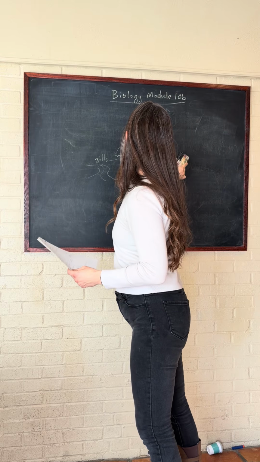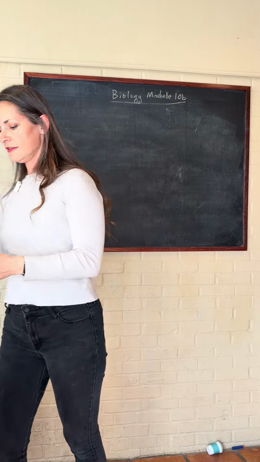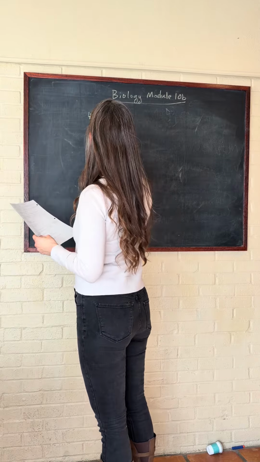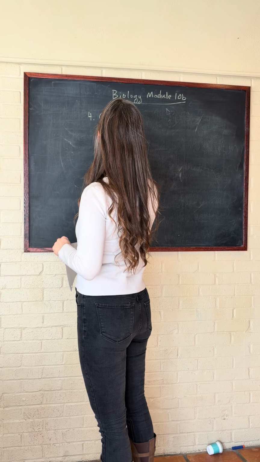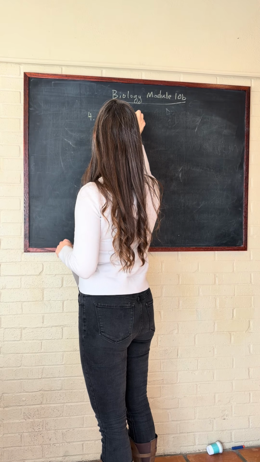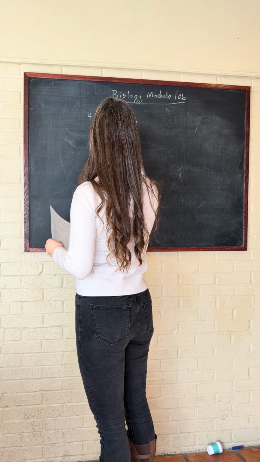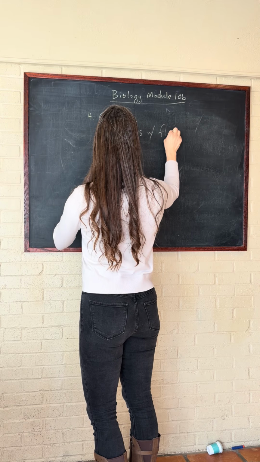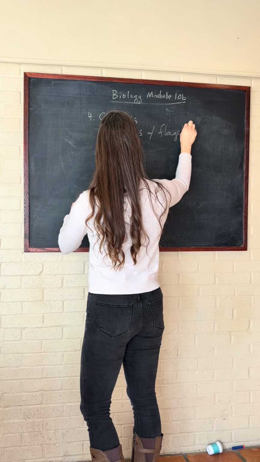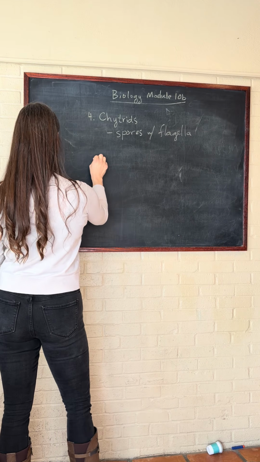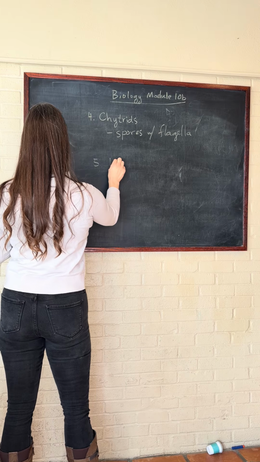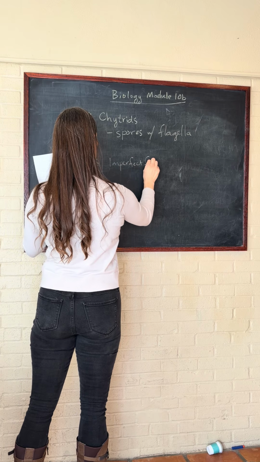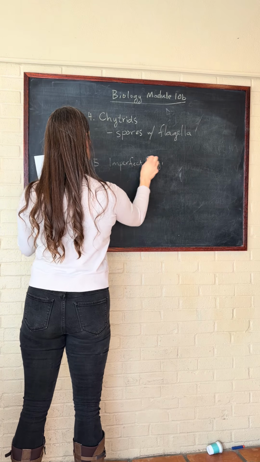Number 4 is chytrids from Chytridomycota. I don't know what Greek word that comes from, but these have spores with flagella. So they're kind of unique. And then lastly, we have imperfect fungi. And this is phylum Deuteromycota.